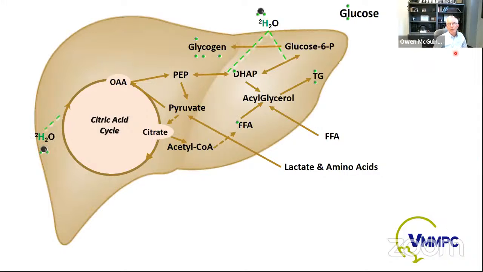Now, just to remind you, this is a fed state, so therefore glucose is going to go into glycogen. All right, so we're going to look at this glycogen pool here. So glucose is going to come in. It's either going to go directly into this glycogen pool, or glycogen is going to be synthesized via this indirect pathway to make glycogen.